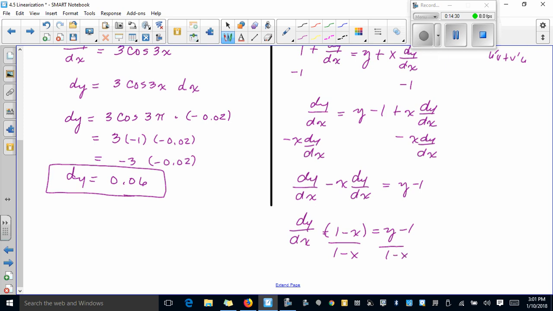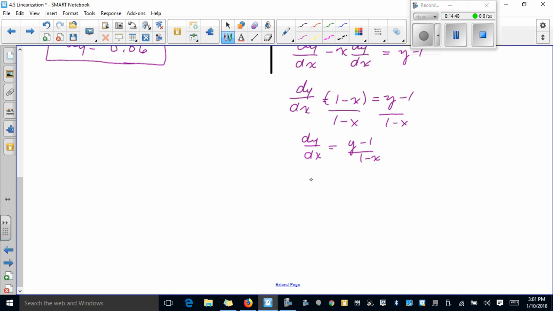Just dy equals y minus 1 over 1 minus x times dx. Now notice we have a y value here, and if we go back up to our problem, they never gave us a y value. Up here they only gave us x equals 2. So I'm going to do a little bit more side work over here.